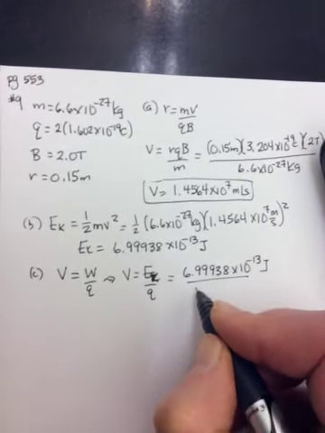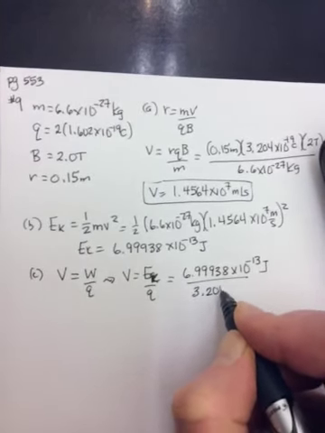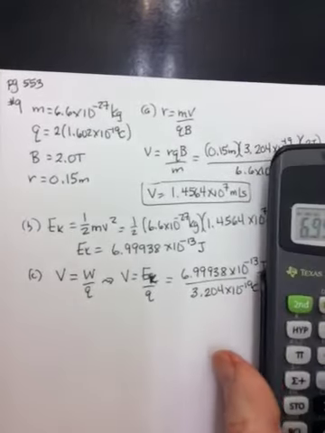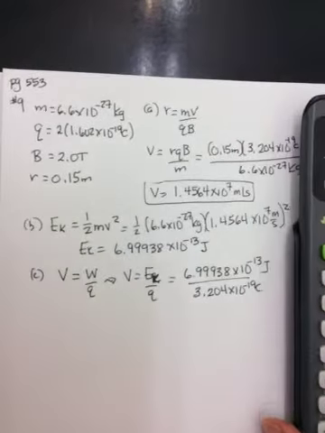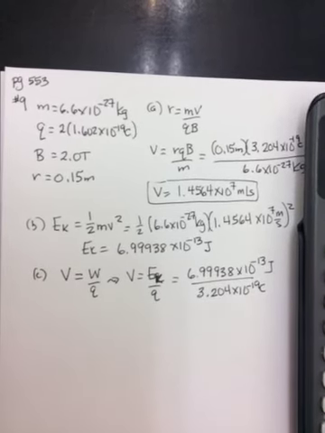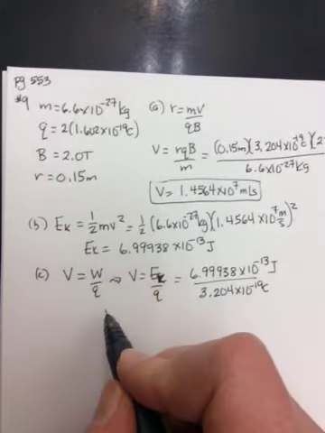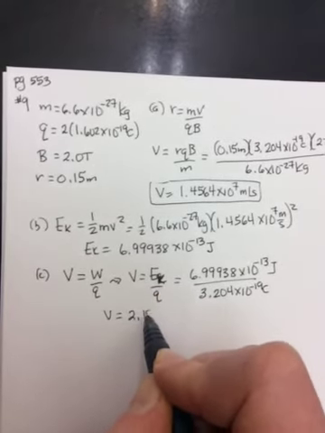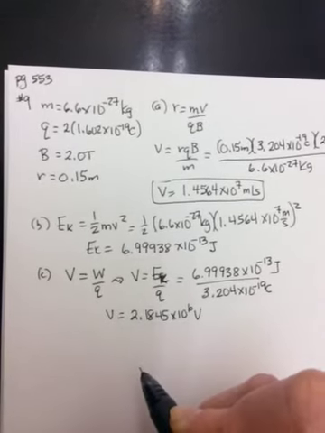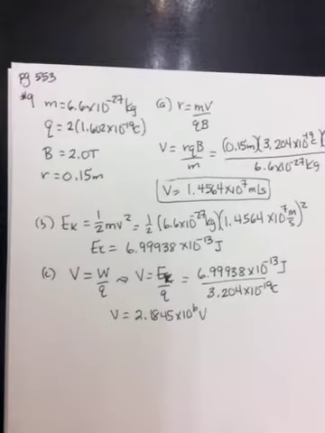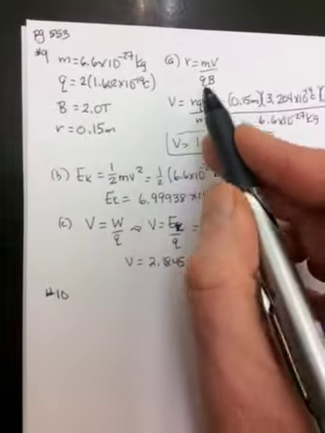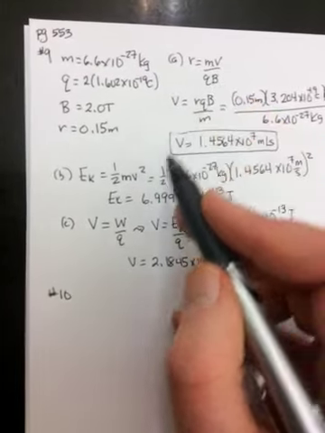And our charge was 3.204 times 10 to the negative 19 coulombs. So taking my answer, dividing by 3.204 times 10 to the negative 19, we get a voltage of 2.1845 times 10 to the 6th volts. Okay? That's number 9.